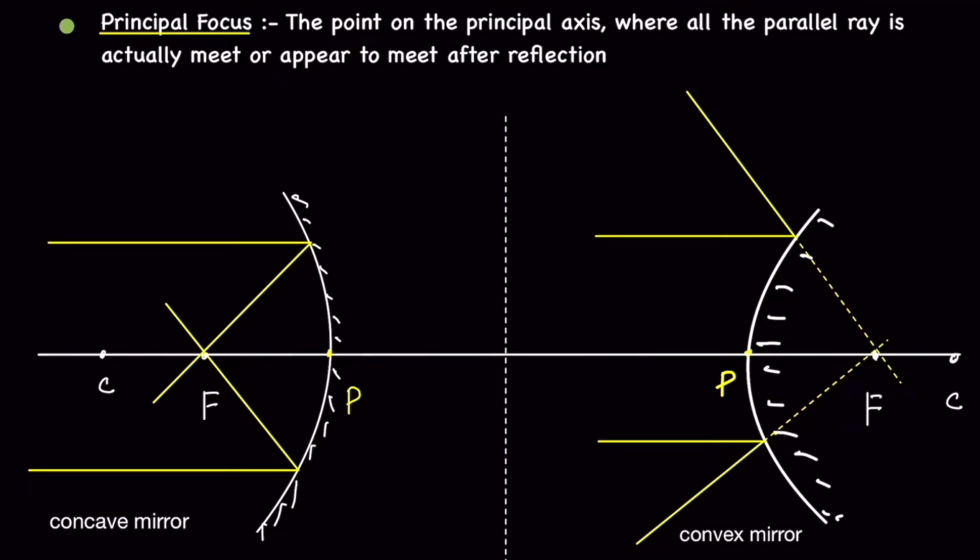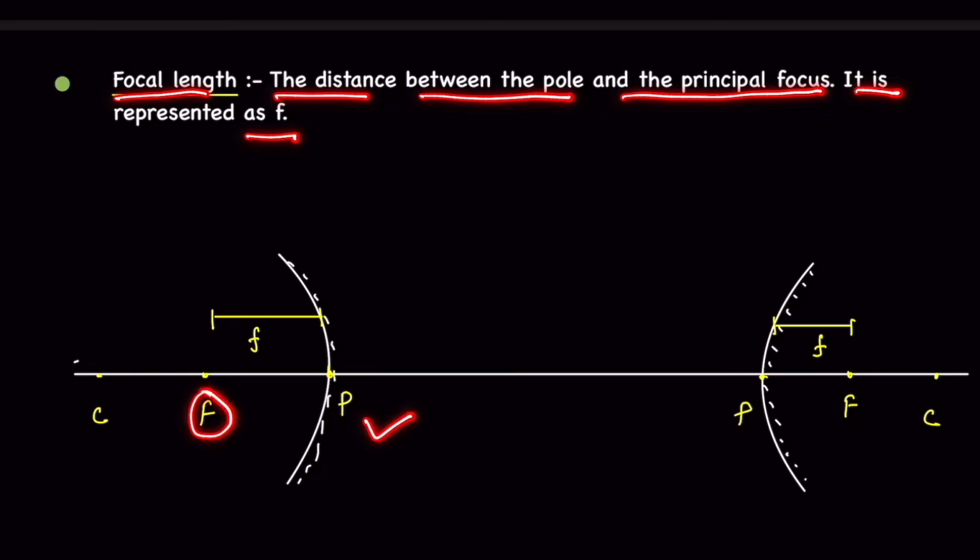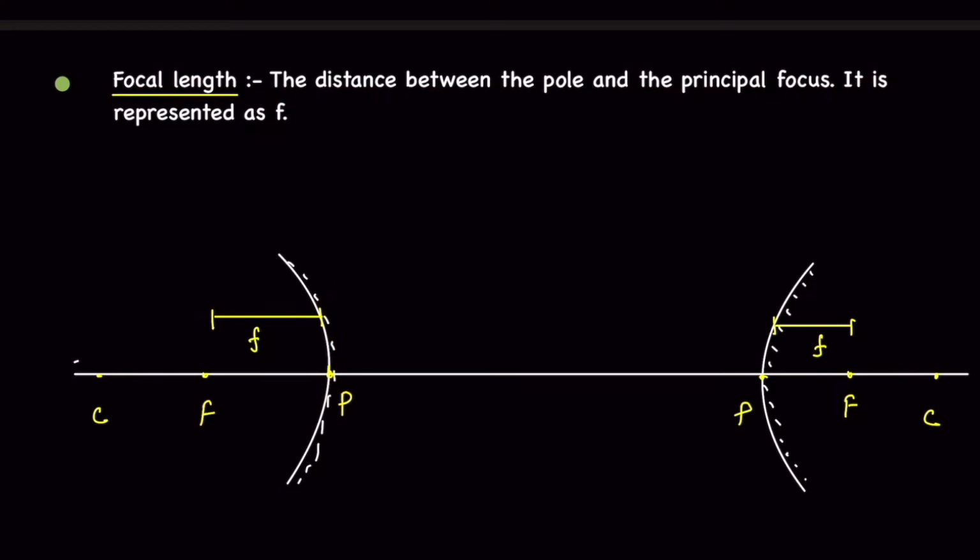Next is focal length. Focal length is the distance between the pole and the principal focus. It is represented as a small f. This is an example for a convex mirror. So here is the principal focus, this is the pole, and the distance between the principal focus and the pole is considered the focal length. Similarly, for a concave mirror, the pole and principal focus distance is the focal length. So the focal length in the convex mirror is on the right side and for the concave mirror it is on the left side.